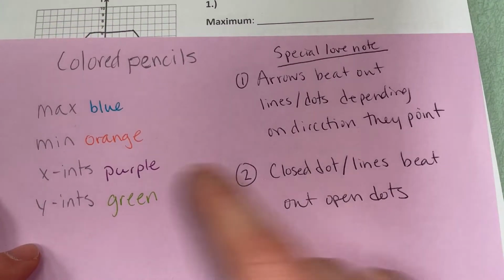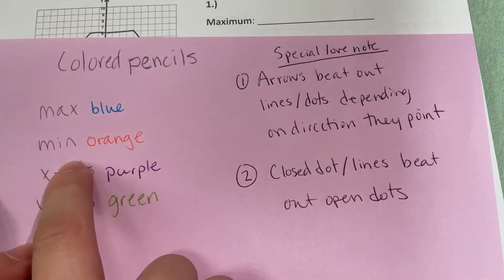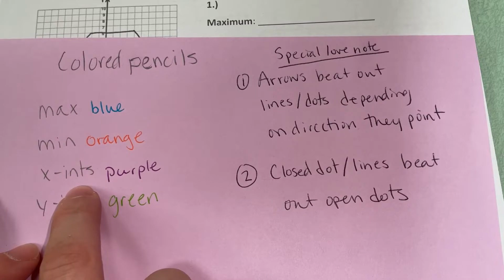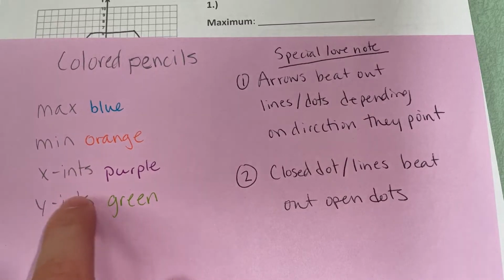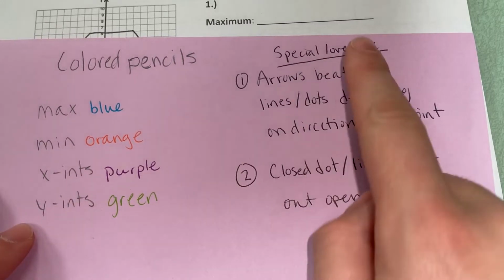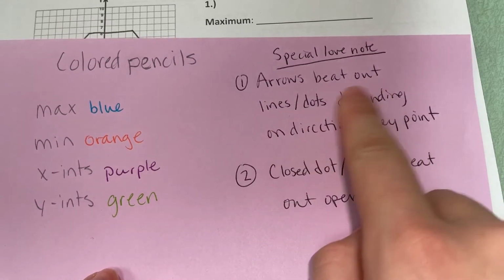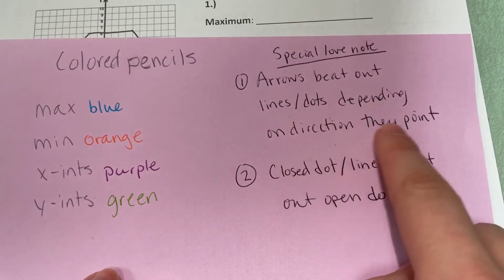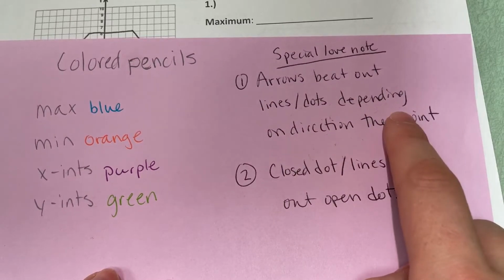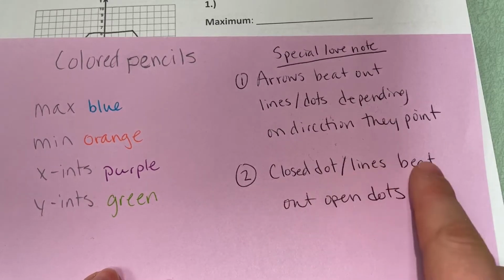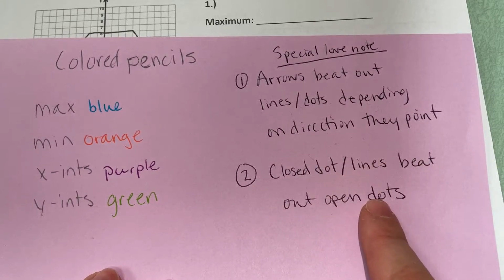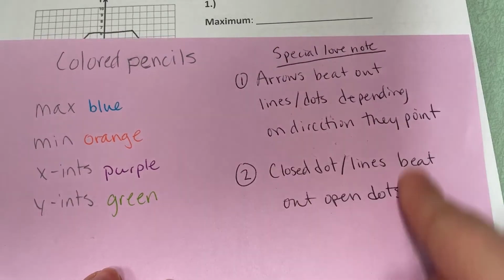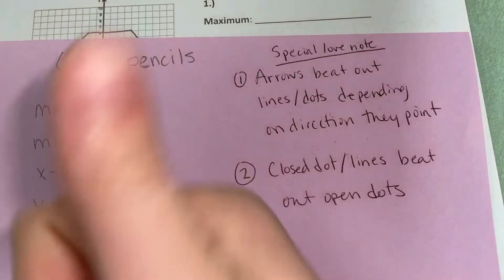Colored pencils are going to be needed. I'm going to use blue for the maximum, orange for the minimum, purple for x-intercepts, and green for y-intercepts. Special love notes: arrows beat out lines or dots depending on the direction they point. This is going to be important. And then closed dots and lines also beat out open dots. If you want to write this down, that would be good.